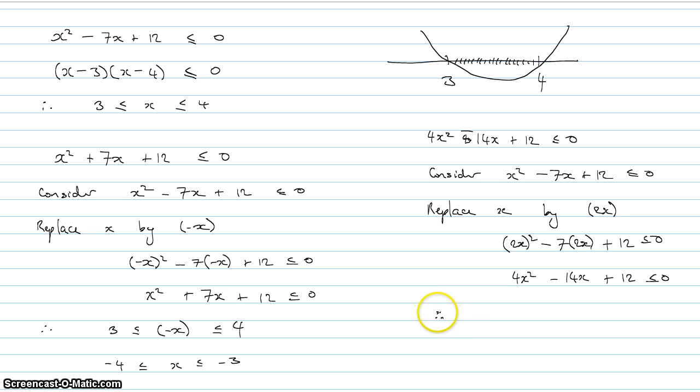So therefore we have 3 less than or equal to 2x, which is less than or equal to 4, which is our hence part. And so 3 over 2 is less than or equal to x is less than or equal to 2. So that deals with question 1.